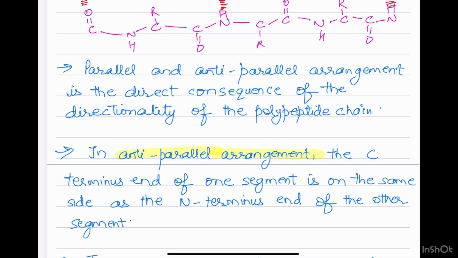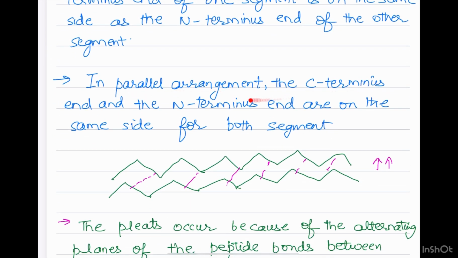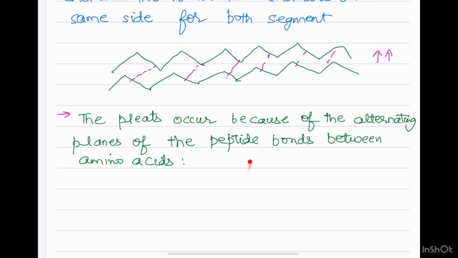So the parallel and antiparallel arrangements are a direct consequence of the directionality of the polypeptide chain. In the antiparallel arrangement, the C-terminus end of one segment is on the same side as the N-terminus end of the other segment. Whereas in the parallel arrangement, the N-terminus ends are on the same side for both segments. That's why the antiparallel arrangement is more stable than the parallel arrangement. And the pleats occur because of the alternating planes of the peptide bonds between amino acids.